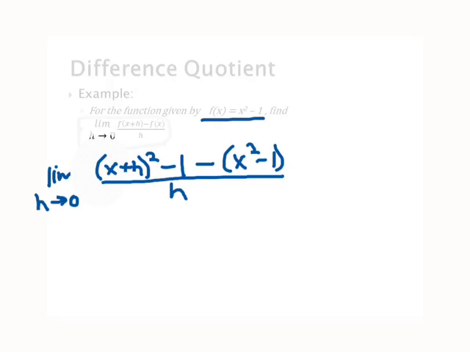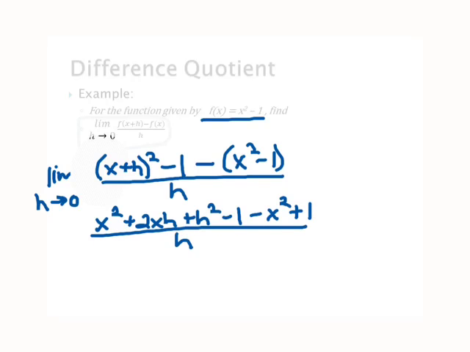So if we simplify things down here, let's go ahead and multiply out our binomial and do the algebra work. We're going to end up with x squared plus 2xh plus h squared minus 1. Then I'm going to distribute this negative sign through, so we end up with minus x squared plus 1, and this is all over h. And again, we've got our limit hanging out here, so we're finding the limit as h approaches 0 of this quantity. Now, once we have this set up, we can see some nice things happen.